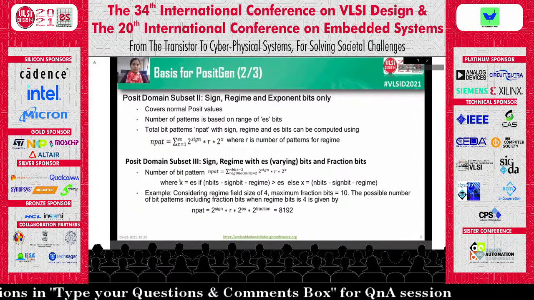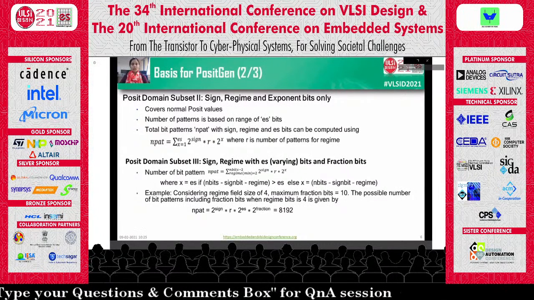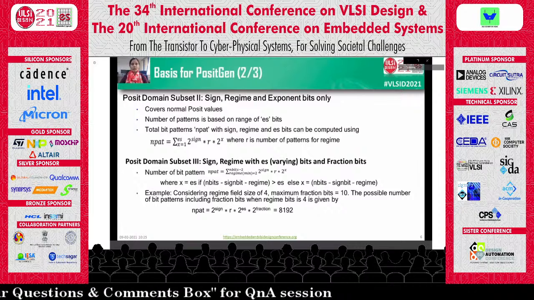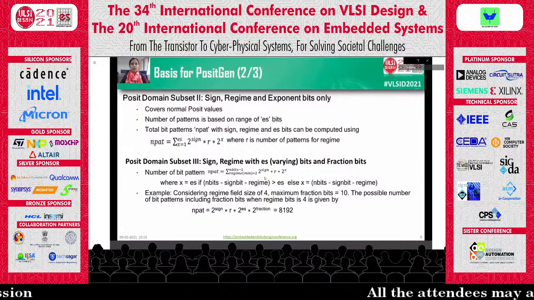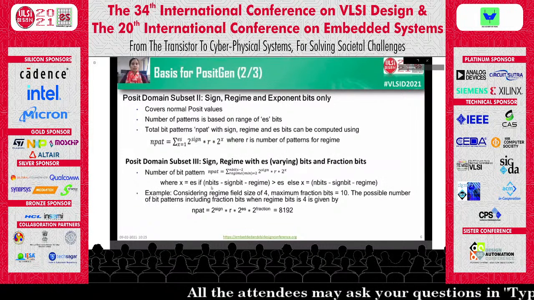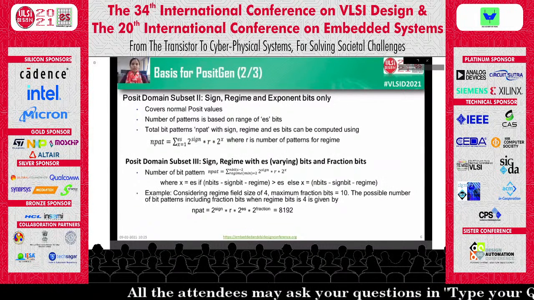POSIT domain subset 3 includes sign, regime, exponent and fraction fields, where NPAT is calculated by using an equation where NPAT is the sum of 2 raised to sign into R into 2 raised to X, where X is calculated based on the size of the regime bits, where the regime bit size goes from 2 to n bits minus 2.